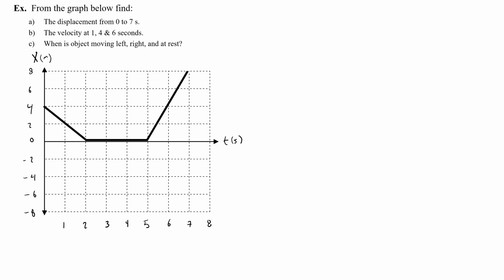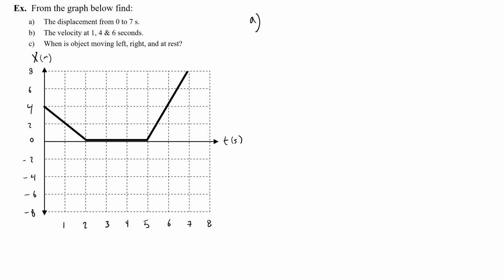From the graph below, find the displacement from 0 to 7 seconds, the velocity at 1, 4, and 6 seconds, and then answer when is the object moving left, right, and at rest. Pause the video and do your best to sketch this graph. Notice that the y values go up by 2 and the x values, or the horizontal values, the times, go up by 1. All right, let's start with A. The displacement from 0 to 7.